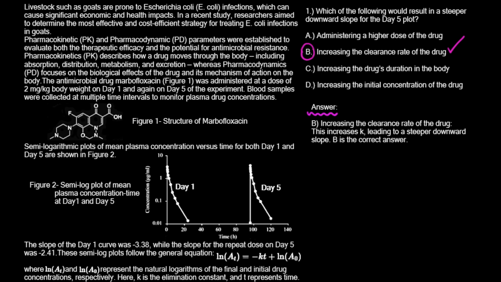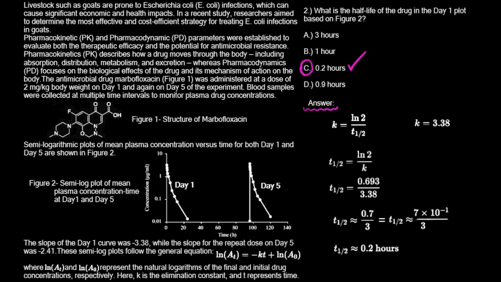Remember, questions like this are classic MCAT traps. They'll throw you a bunch of fancy words like half-life, clearance, dosage, but only one thing really matters. What affects k, the elimination constant? Once you focus on that, you'll never get lost in the details again.